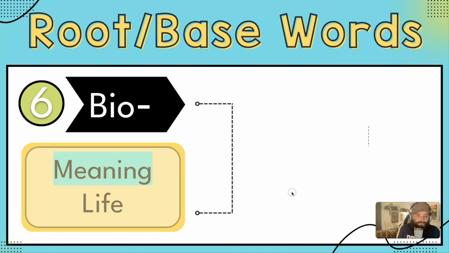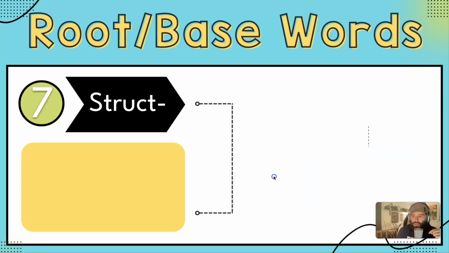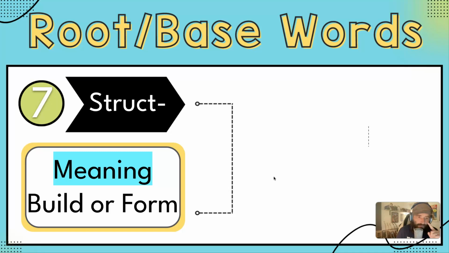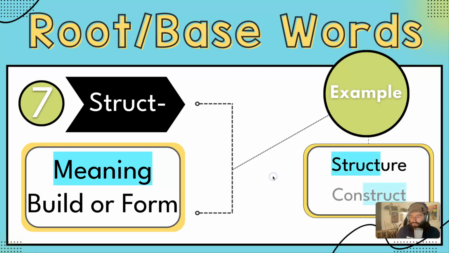Okay. Bio means life. So biology, bioluminescent, biography. Bio means life. Okay. We have two more roots. Our next one here is struct. So struct means to build or to form. And remember, we are writing down the definition, we're writing down an example, and we're writing down whether or not it is a root or a prefix or suffix. So structure or construct, you see here with struct, you have one at the beginning, you have one at the end. I could also have something like deconstruction, such a long word with so many different parts.